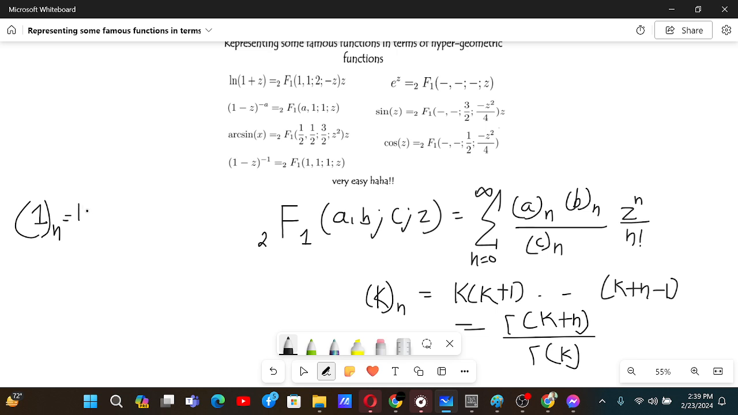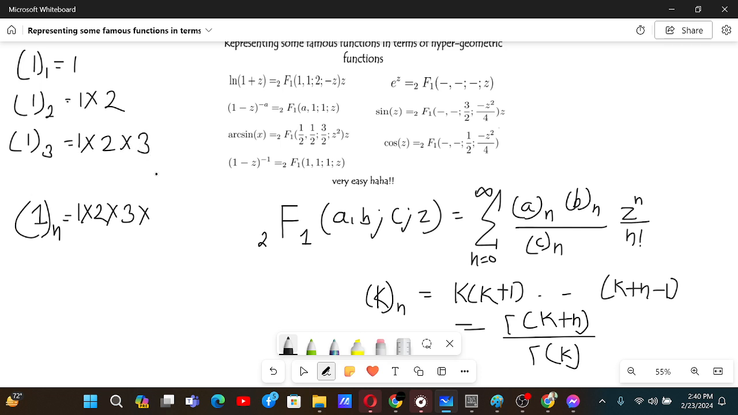So basically, if we have 1 to base 1, this is just 1. If we have 1 base 2, this is 1 into 2. If we have 1 base 3, it is 1 into 2 into 3. That's why 1 base n is the product up to n, and this is n factorial. So you know about this stuff now.